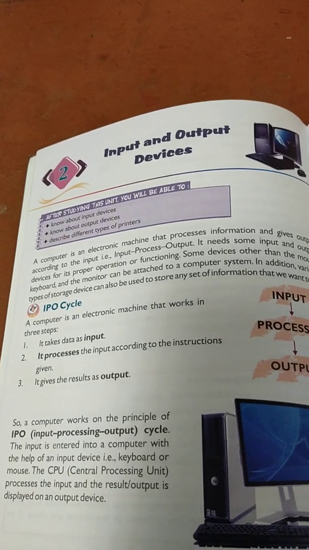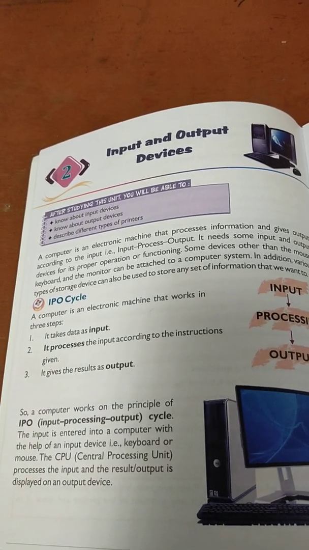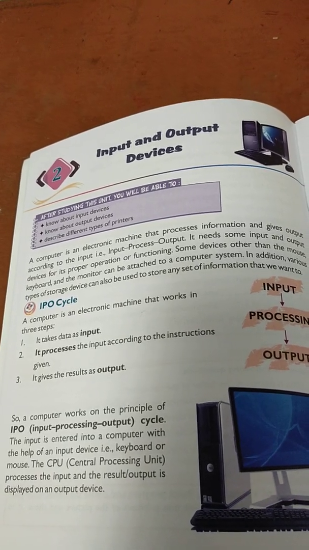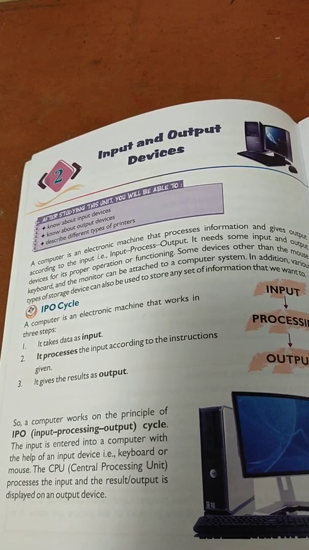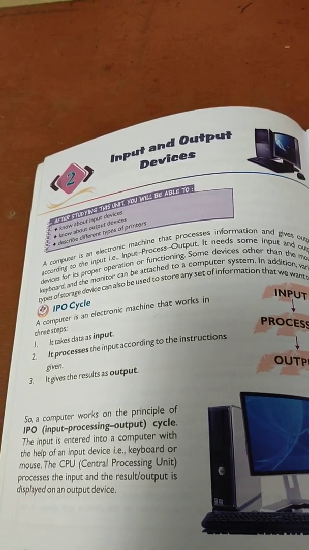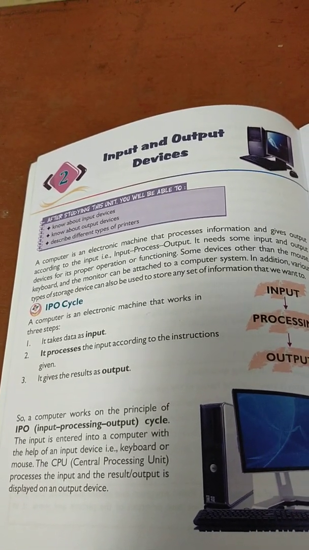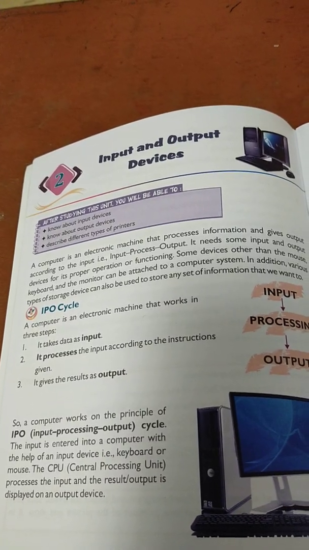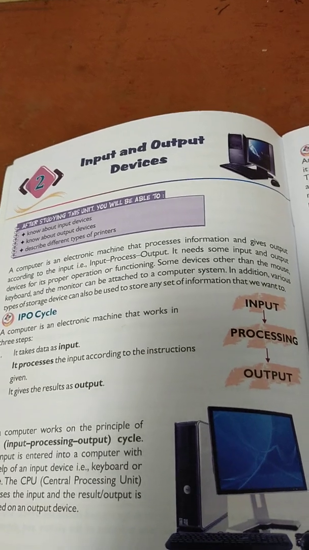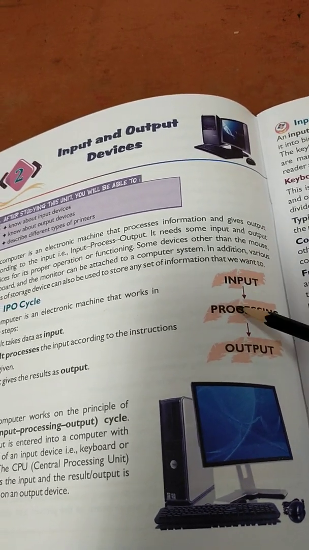And then the IPO cycle. What is the IPO cycle? It's a cycle for doing the work. The computer does its work with the help of the cycle. What is it? Input, processing, output. IPO is nothing but input, processing, output. This is the step. The first step is input.